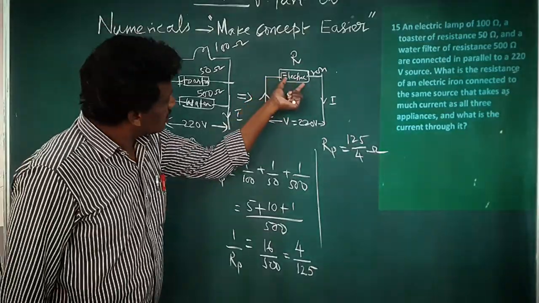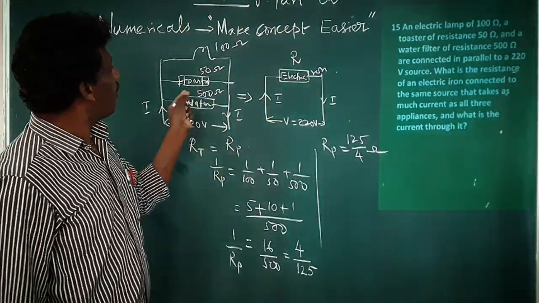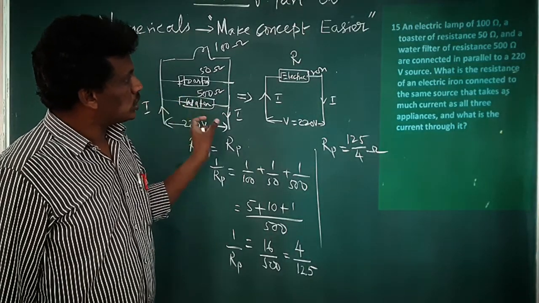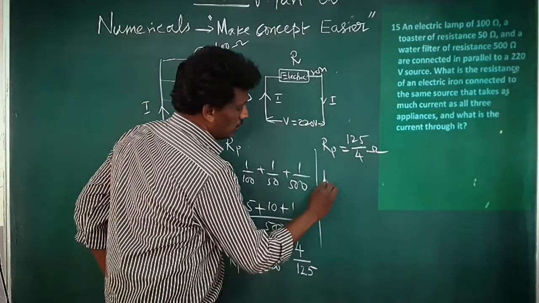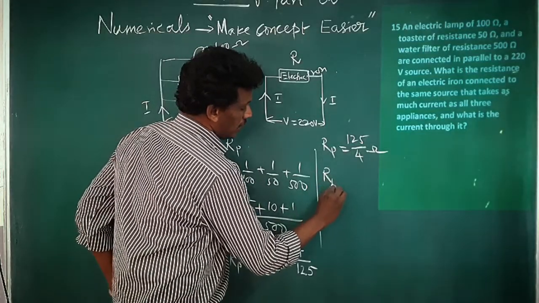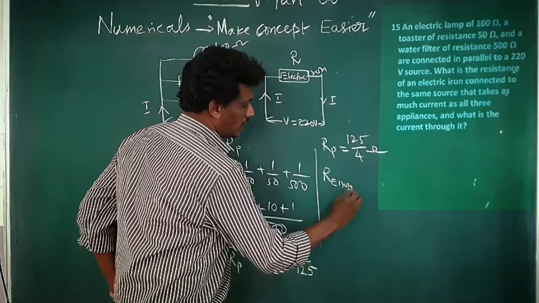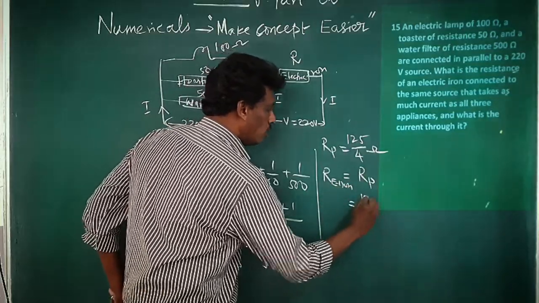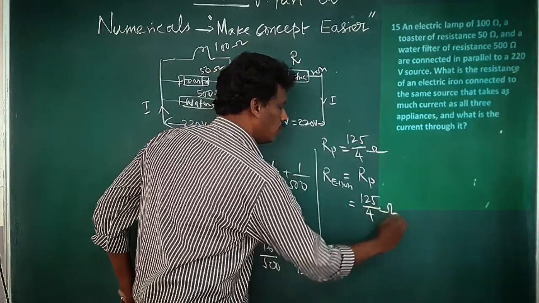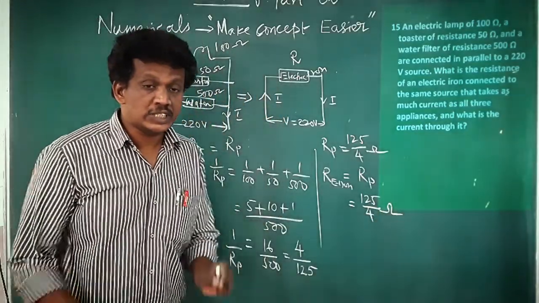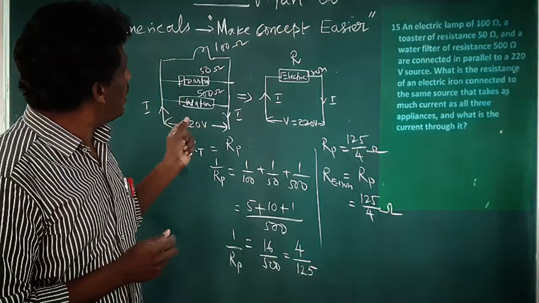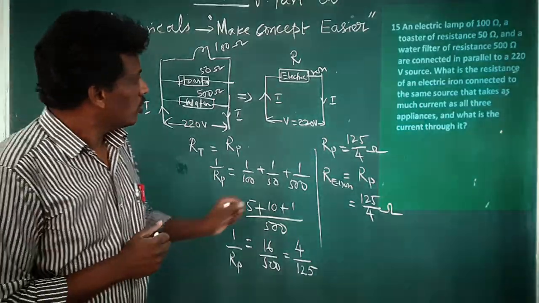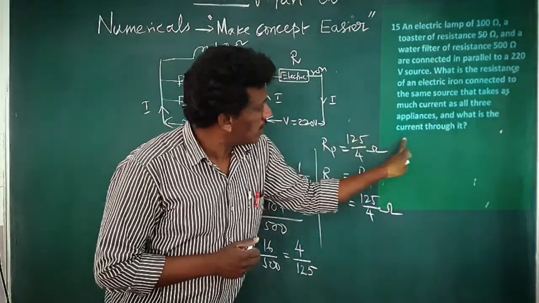The electric iron resistance must be equivalent to all the three: the electric lamp, toaster and filter. So the resistance of the electric iron equals the total resistance. How much? 125 by 4 ohm. The concept is clear. This is just to understand how the combination helps to solve this numerical. Next, what are they asking? What is the current through it?